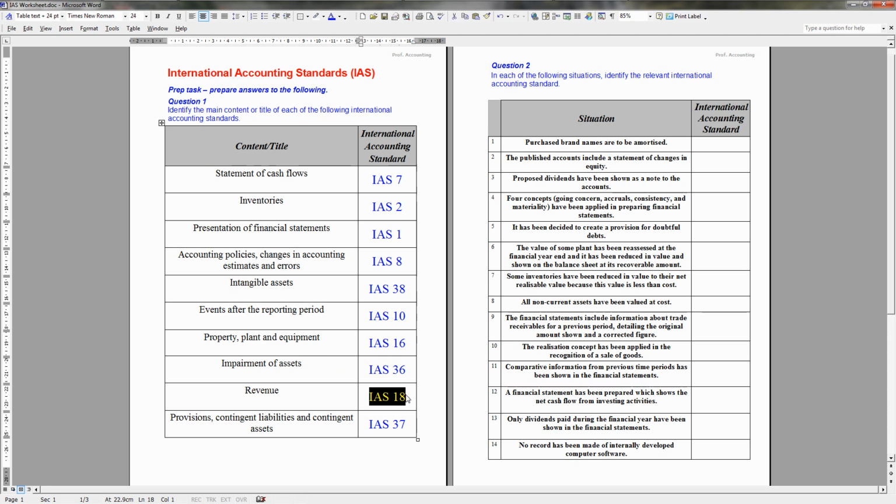This one, yes, I have. So the main example I've got for revenues is actually going to be in this question too, so I'll leave it for when we do that. Hopefully useful. Provisions, contingent liabilities, and so on. Contingent assets is IAS 37. So this is provisions. This is like making provision.